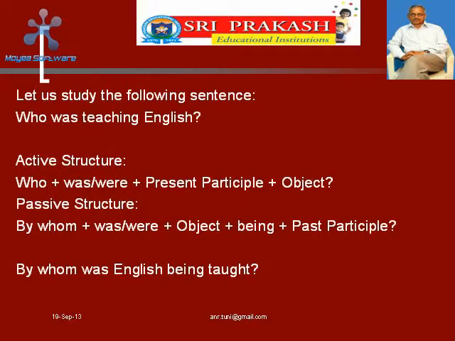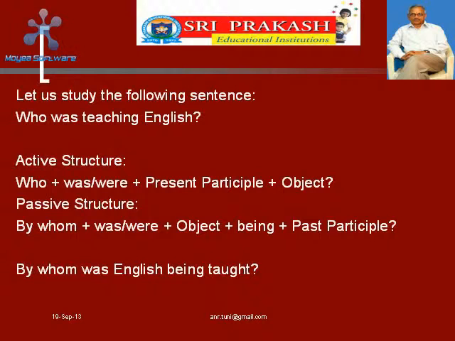Let us study the following sentence. Who was teaching English? What is the type of the sentence? It is an interrogative, informative sentence, as it asks the information about the person who taught English. Can you identify the object of the sentence? Yes, it is English. We get the answer English when we raise a question, what is taught? What is the tense of the sentence? It is past continuous, as the verb is in continuous form, that is was/were plus present participle.